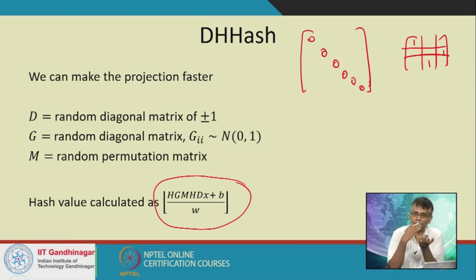So we multiply HDx, then we multiply it again by M, then we multiply it again by G, then we multiply it again by H, and this is my random projection first, and then we add a shift to it, and then we quantize.